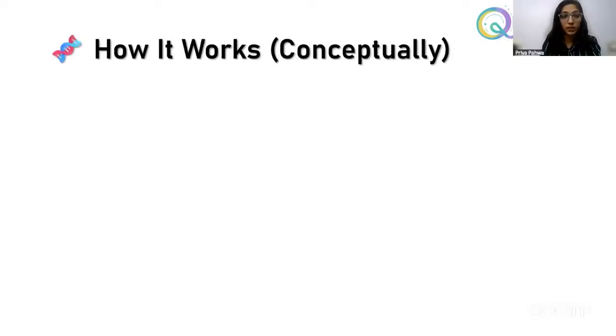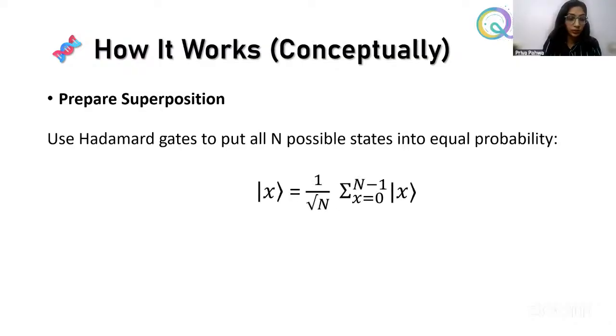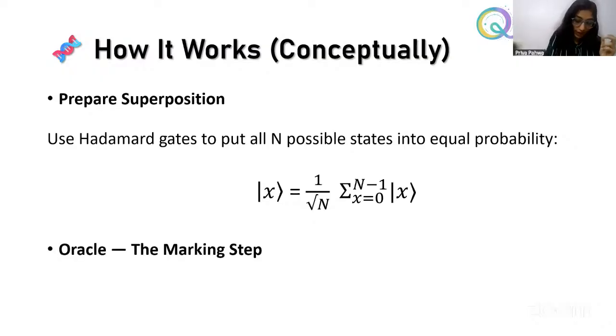First, let's understand the concept behind it. Yet again, we are preparing the superposition. We are using Hadamard gates to put all n possible states into equal probability. And this is how we write the Hadamard operation mathematically. Now, I would like to add that this Grover algorithm has an oracle plus a diffusion operator along with it.